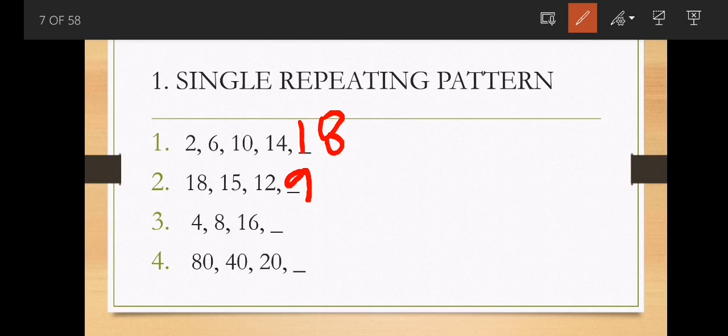So, number 4 naman, dito sa example na ito ay division. So, mapapansin natin na bawat term ay nagdi-divide lamang sa 2. 80 divided by 2 is 40. 40 divided by 2 is 20. And 20 divided by 2 is number 10. Our answer here is 32.